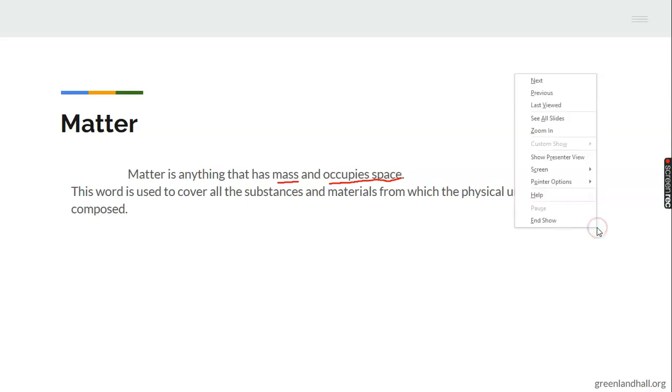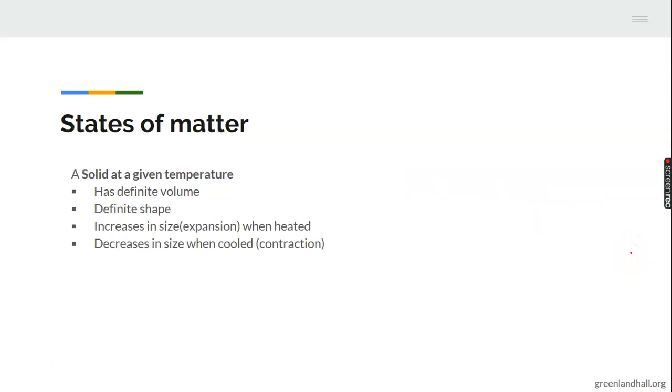So with this, you now see the different states of matter which we have. We have 3 states, as the case may be. We have solid, we have liquid, and we have the gaseous state. Okay, so let's start with the solid state. A solid at a given temperature, how can you know a solid? At any given temperature, it has what? Definite volume. That's the first thing.